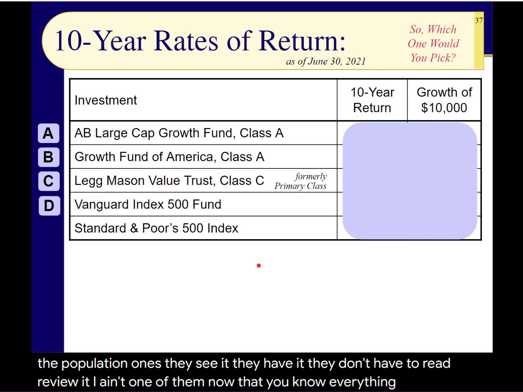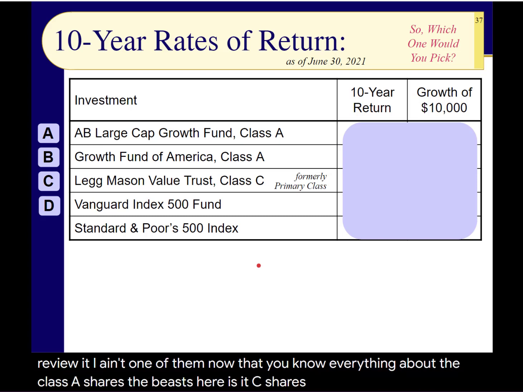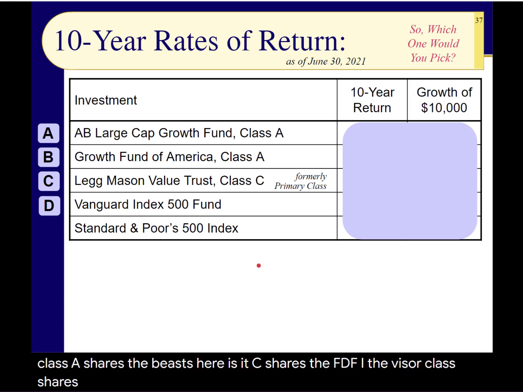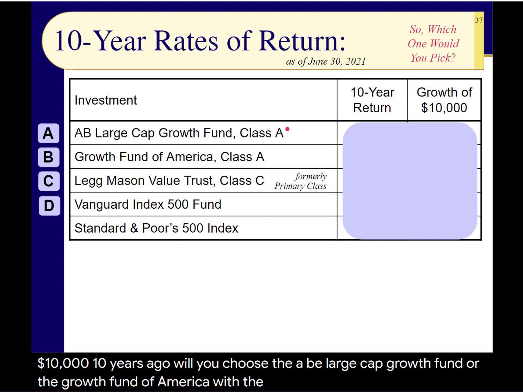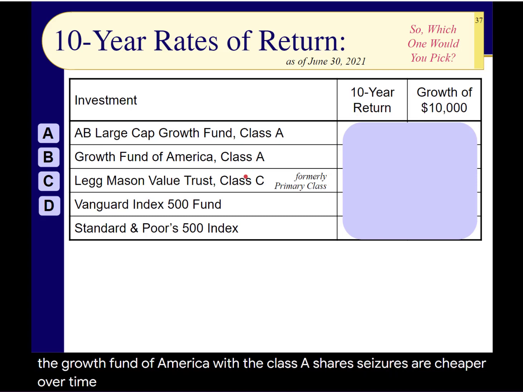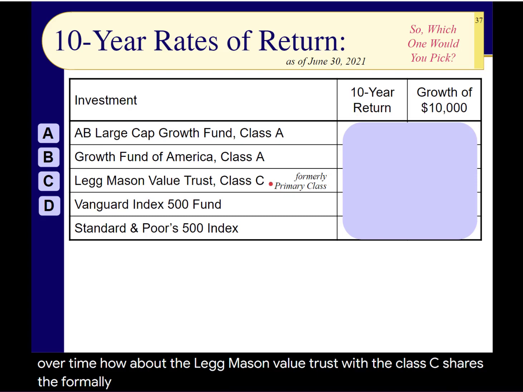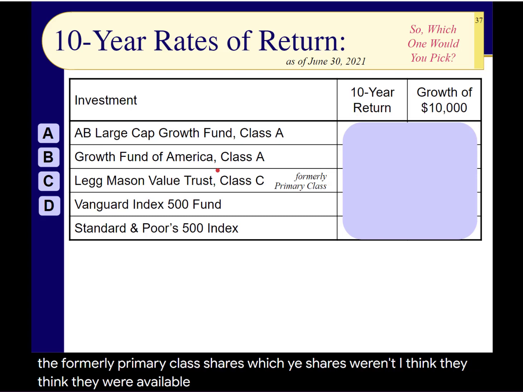Now that you know everything about the Class A shares, the B shares, the C shares, the F, the FI, the advisor class shares, where are you going to put your money? I'm going to give you $10,000 10 years ago. Will you choose the AB Large Cap Growth Fund or the Growth Fund of America with the Class A shares, knowing that the Class A shares are cheaper over time? How about the Legg Mason Value Trust with the Class C shares, the formerly primary class shares, which the A shares weren't? I think they were available just about 10 years ago, so I need to fix this, I guess.